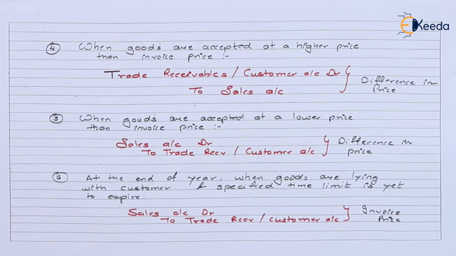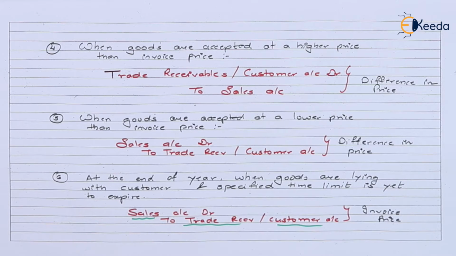Now the next entry is at the end of the year, when the closings are supposed to be done, and you figure out that the goods are still with the customer, however the specified period is not yet over. Hence in such a situation you will understand that the sale is still not done. So the entry you have to pass is sales account debit to trade receivables or customer account. That means we consider that the sale hasn't been done, hence it is coming back to us.